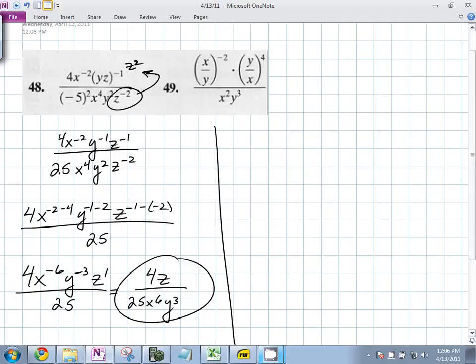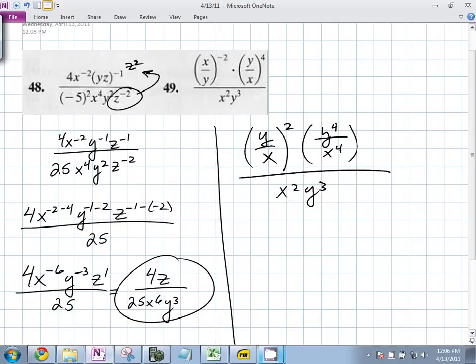A little more fractions, right? So let's talk about getting rid of that negative first. What's one simple thing I could do to get rid of that negative and just make it 2? Y over x. You can just flip it over, right? Yeah. Times y to the 4th over x to the 4th over x squared y cubed.